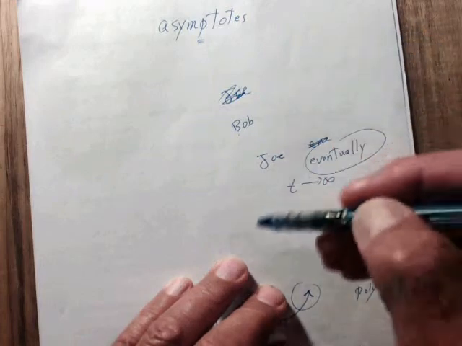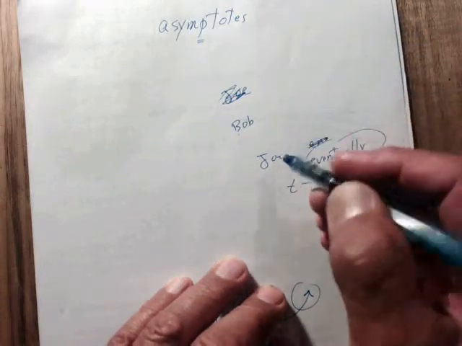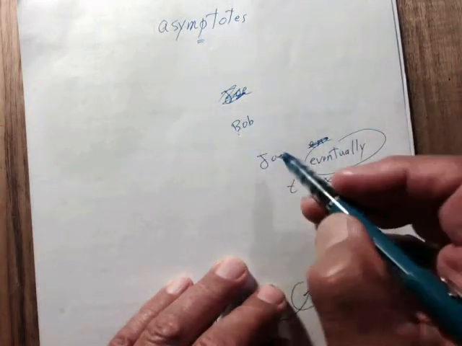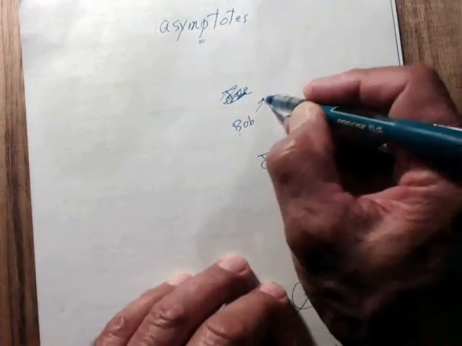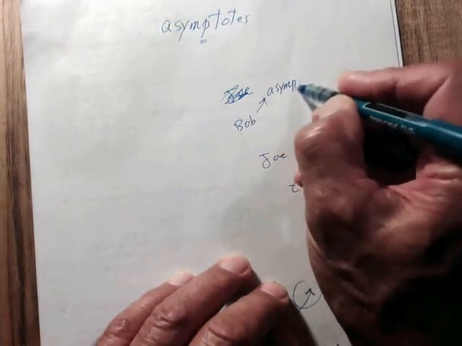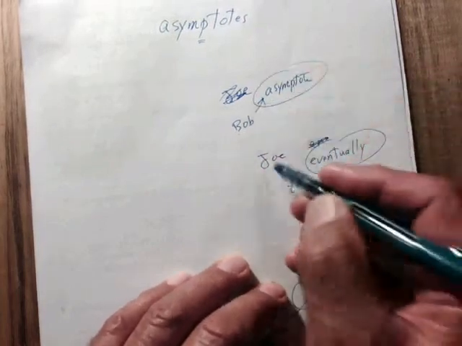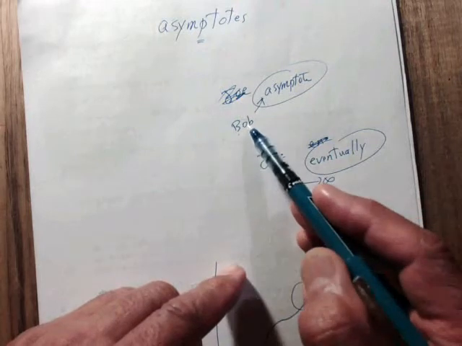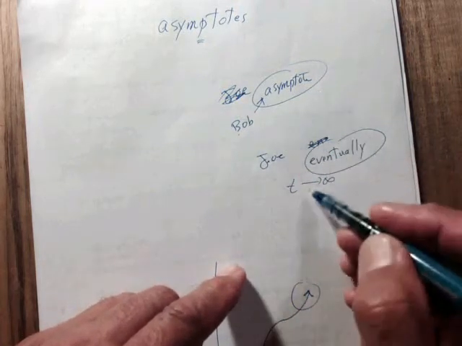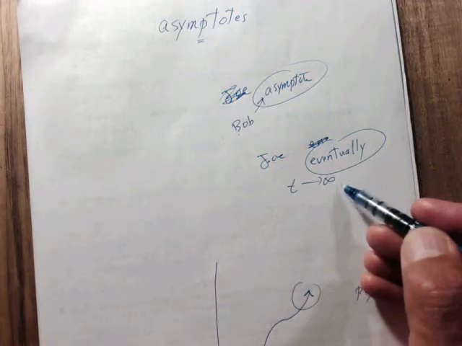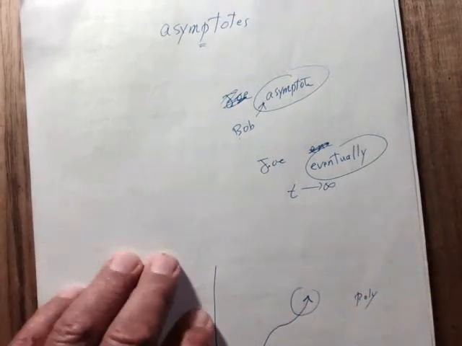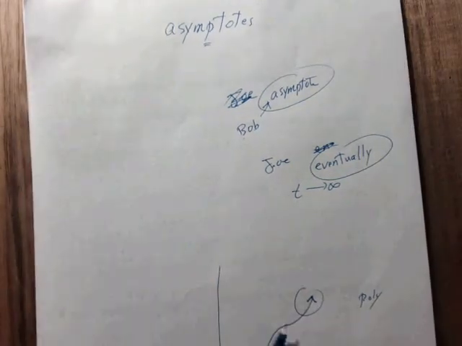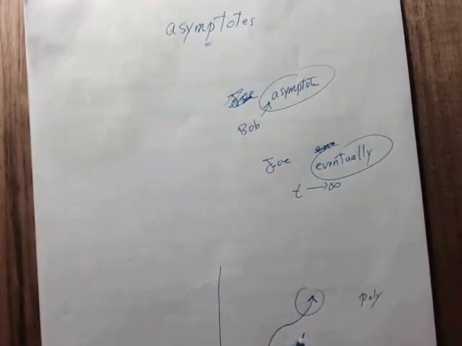Okay, and that's the meaning of the asymptote. As Joe starts acting like Bob as t goes to infinity, I call Bob an asymptote for Joe. That means the behavior of Joe gets closer and closer to the behavior of Bob as time goes to infinity. So that's the meaning of asymptote. So now, how can I discuss this in terms of a function? How can I write this in terms of a function? That's what I'm going to show you in just a second.